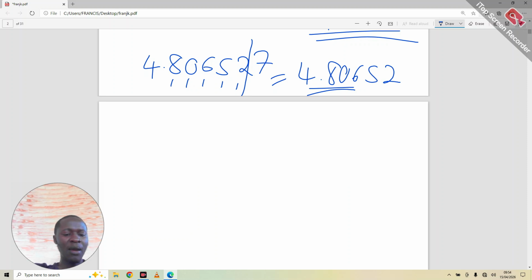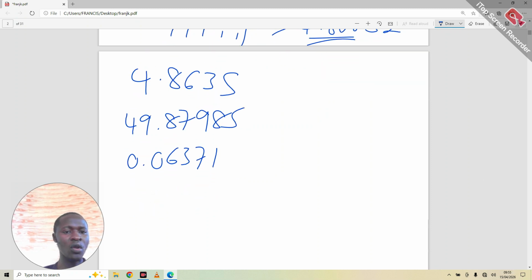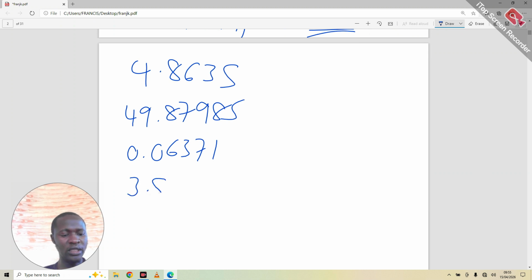We have still some more questions. Truncate the following numbers to 2 decimal places. We have 4.8635, we have 49.87985, we have 0.06371, we have 3.8561, and last we have 104.986.